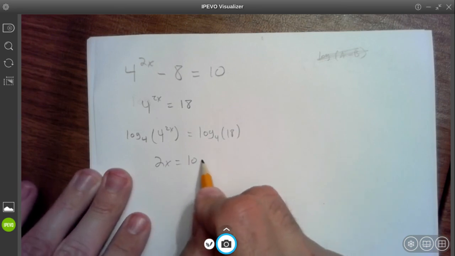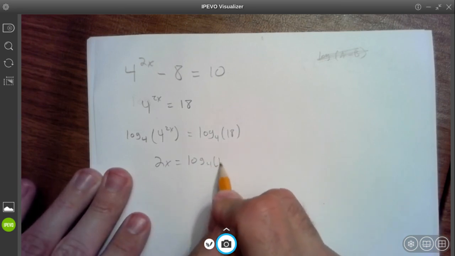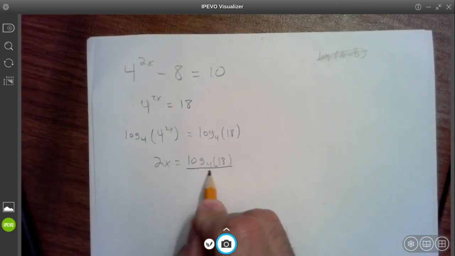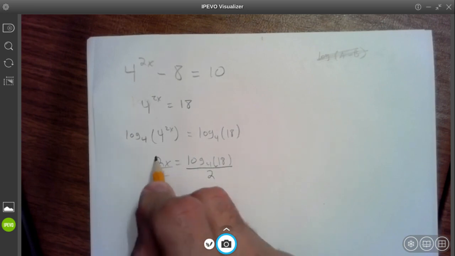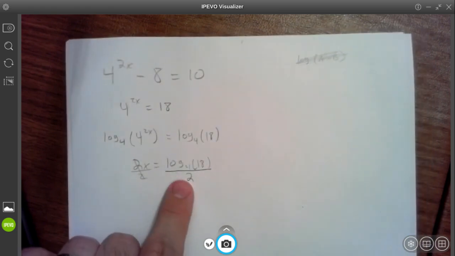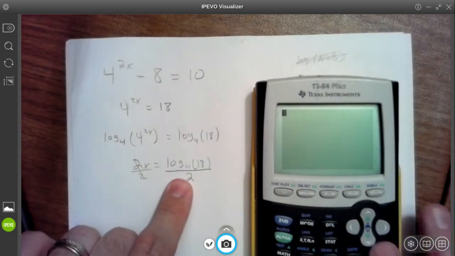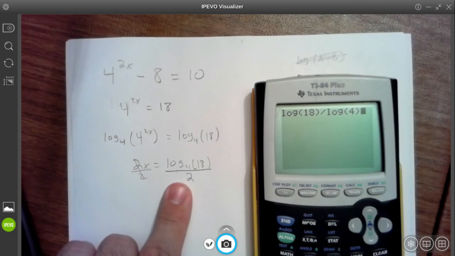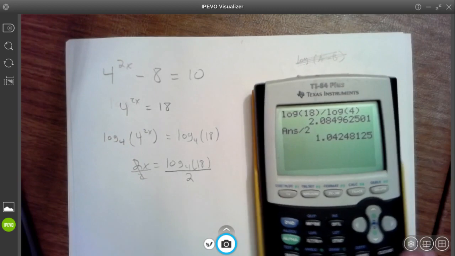Log base 4 of 18. And then all we have to do here is divide by 2, and we'll have x by itself. So divided by 2. Bam. So x is equal to this. We need to do log base 4 of 18, but then divide that answer by 2. So it's going to be log 18 divided by log 4 to figure out the numerator, and then that answer divided by 2. There we go.